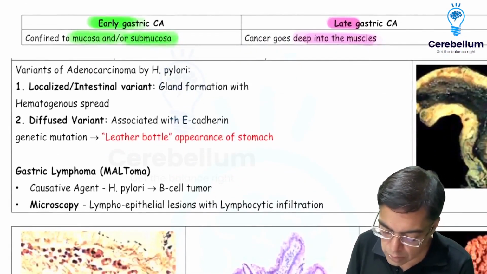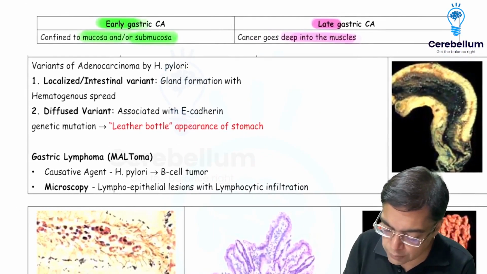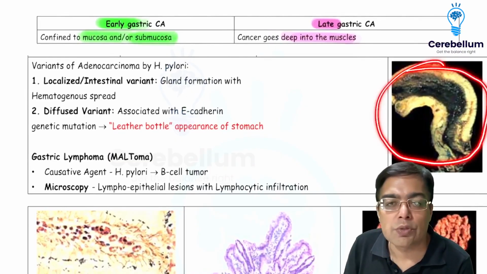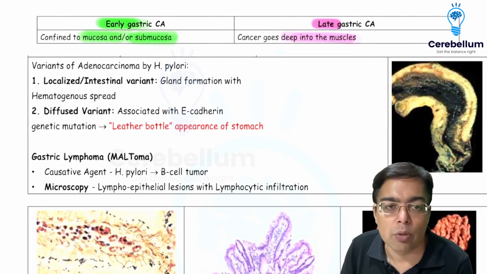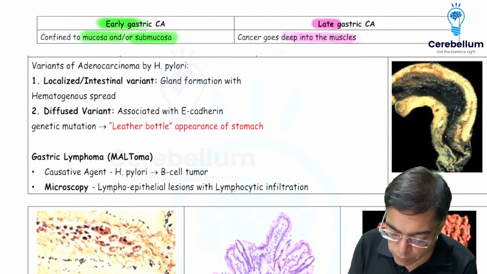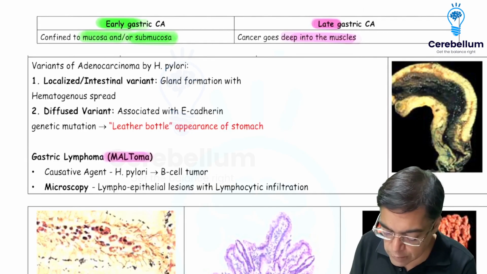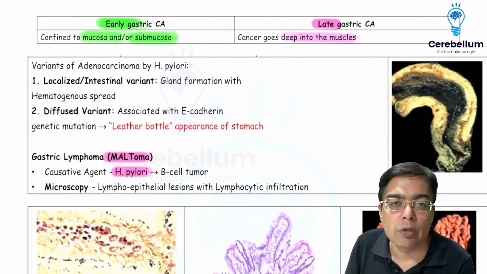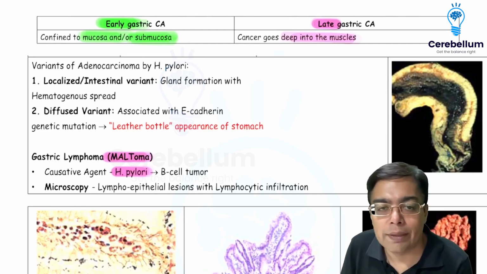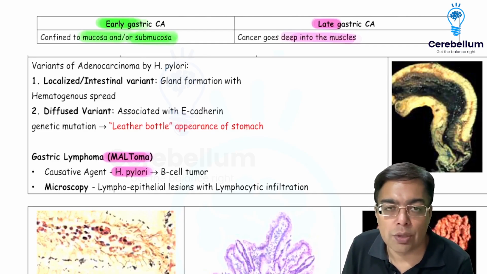Whenever we are talking about the presence of a diffuse variant, this may be grossly associated with an appearance of the stomach that is described by the books as linitis plastica, or leather bottle appearance of the stomach. Apart from gastric adenocarcinoma, we do have another important tumor which has been asked in exams of late. That's given the name of a MALToma, and the MALToma is an example of a B-cell tumor that is seen because of H. pylori infection. Such patients are known to have the presence of lymphoepithelial lesions, associated with infiltration of lymphocytes within the gastric wall.